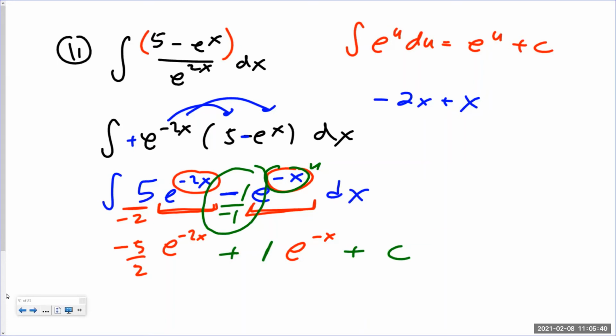I think for e to the u, pattern recognition is probably easier. For a to the u, you probably want to break it down into u substitution. All right, what other questions are you working on that you need help with?